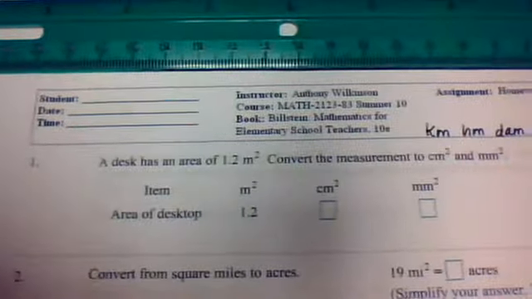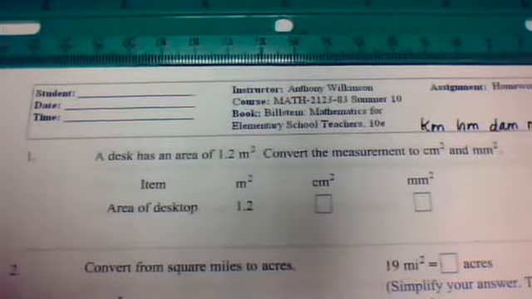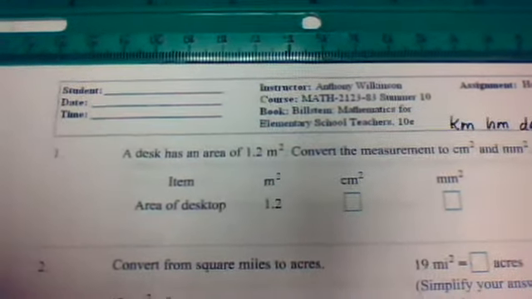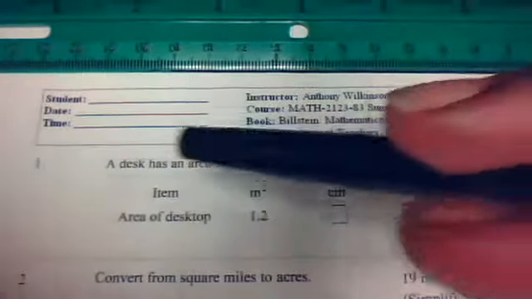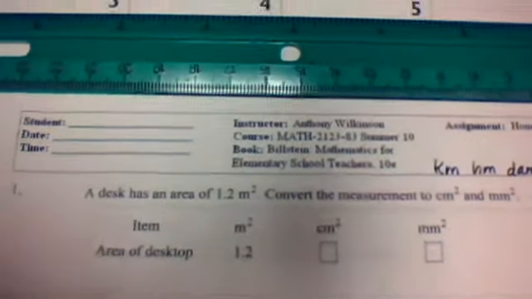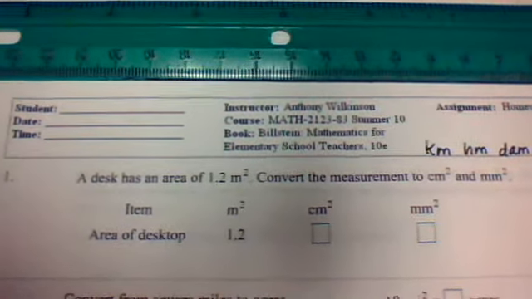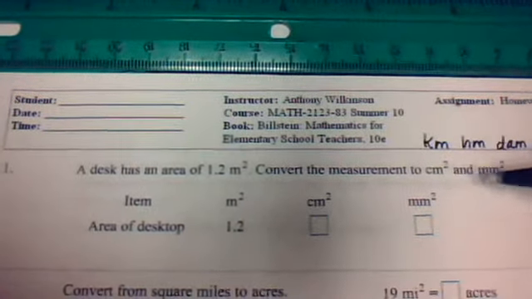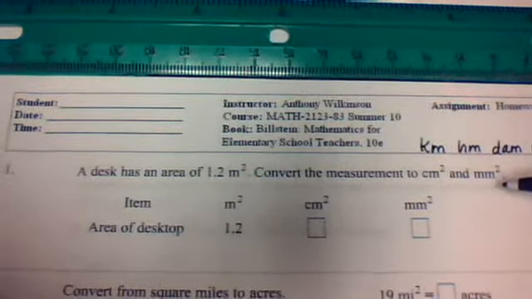Okay, we'll look at some of the homework problems that are in section 13-2. In this case, problem number 1 says a desk has an area of 1.2 square meters, and you want to convert the measurement to square centimeters and square millimeters. Okay, what I've written up here is a conversion chart that's only in just the regular units.